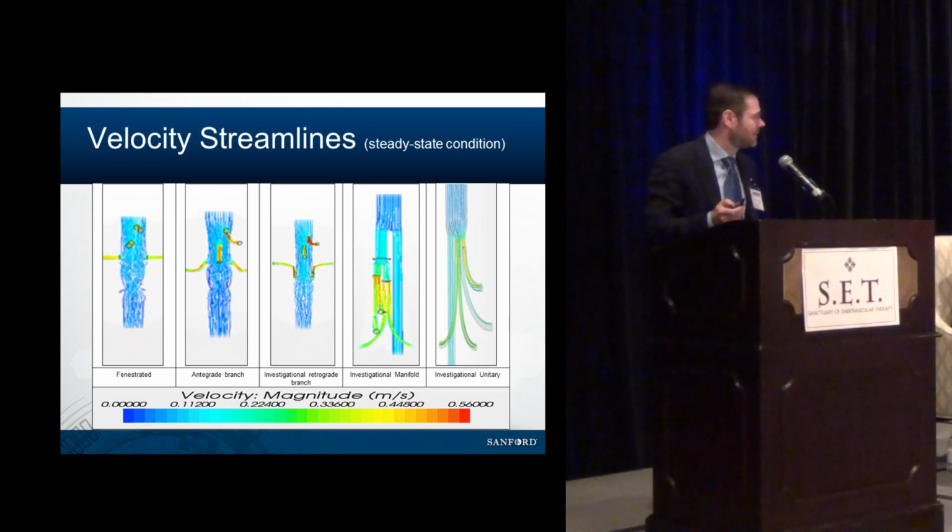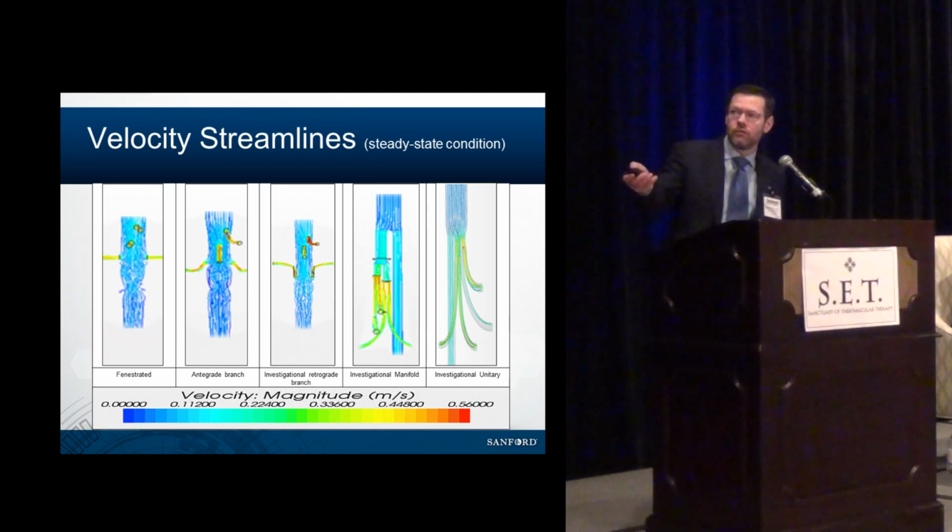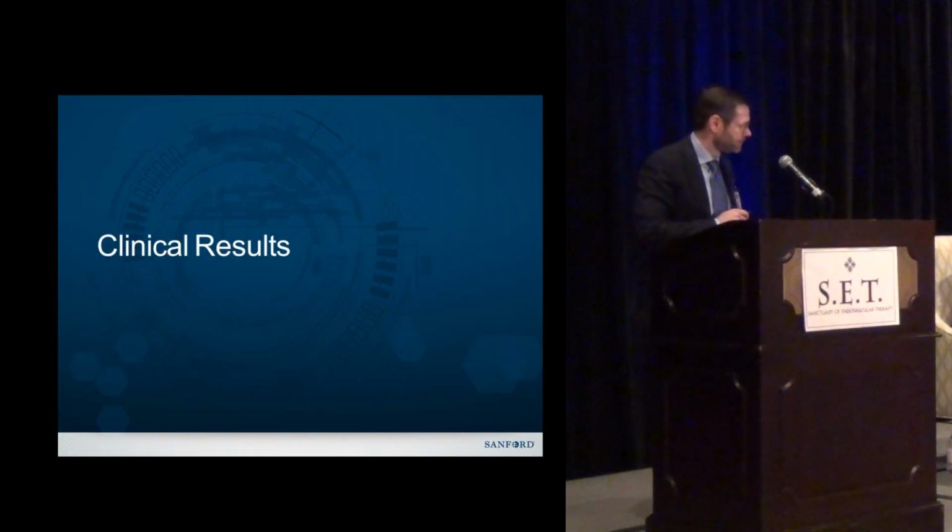So again, you've got T-branch, you've got the TAMBI, and then you have our design with the very laminar flow, as I think you can appreciate, and then our next generation unitary graft.